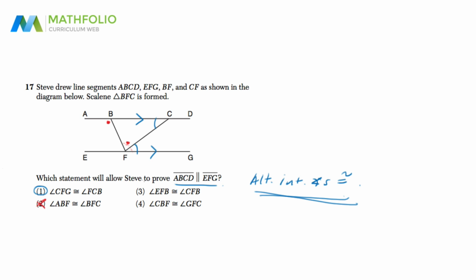Number 3 says EFB, so E to F to B. So I'm going to put a little star here, is congruent to CFB, C to F to B. So that's now talking about here. Well, those are adjacent angles, but they don't have to be congruent. And it's not talking about any angle touching the top line, so that's not true. And then finally C to B to F, which we just put a plus right up there, is congruent to GFC, G to F to C, which is right here. And those two don't have a relationship that proves that these lines are in fact parallel. So alternate interior angles was the way to go, and so option 1 is our answer.